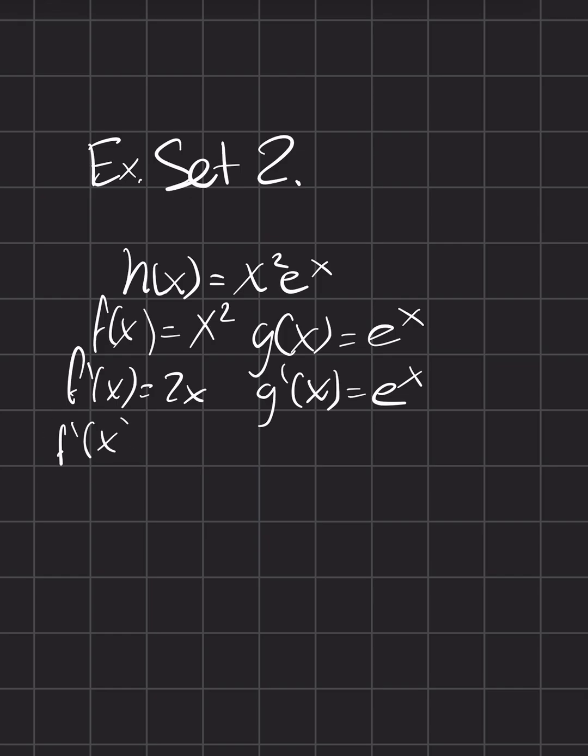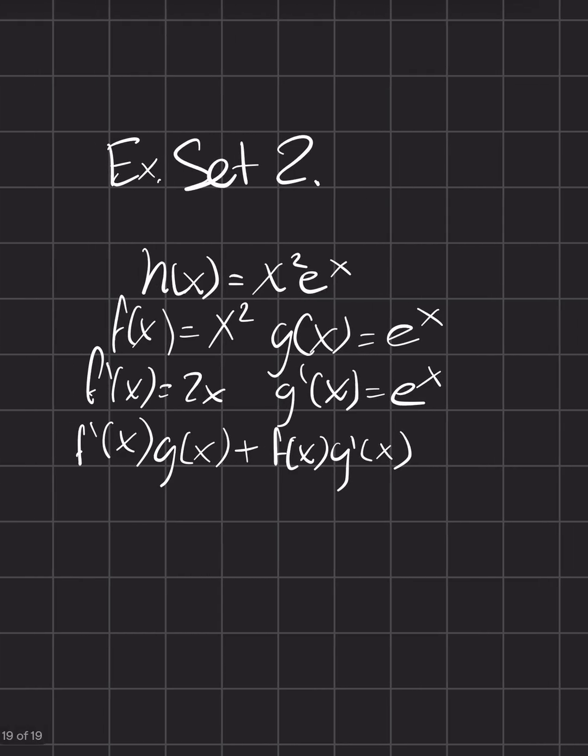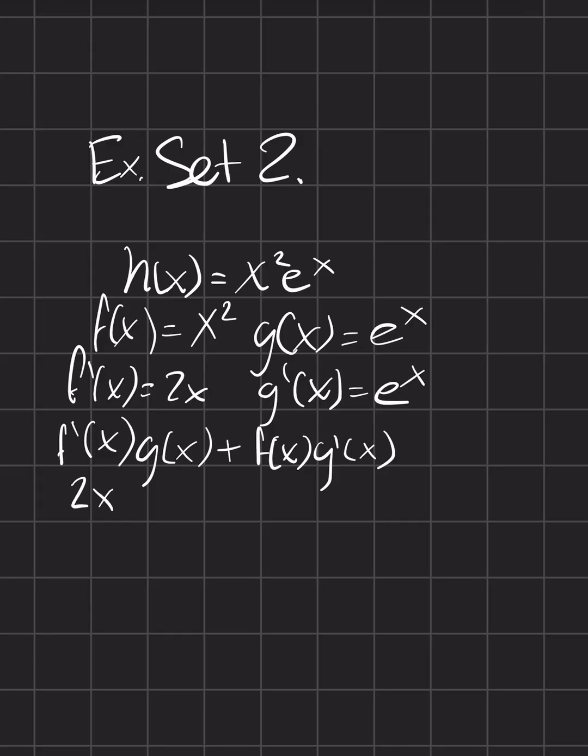The product rule states that f prime of x times g of x plus f of x times g prime of x. So we take our f prime, that's 2x, then our g, that's e to the x, plus our regular f function, x squared, times g prime, e to the x. Then we could even take out an e to the x and get e to the x times 2x plus x squared. And that gives us our derivative.